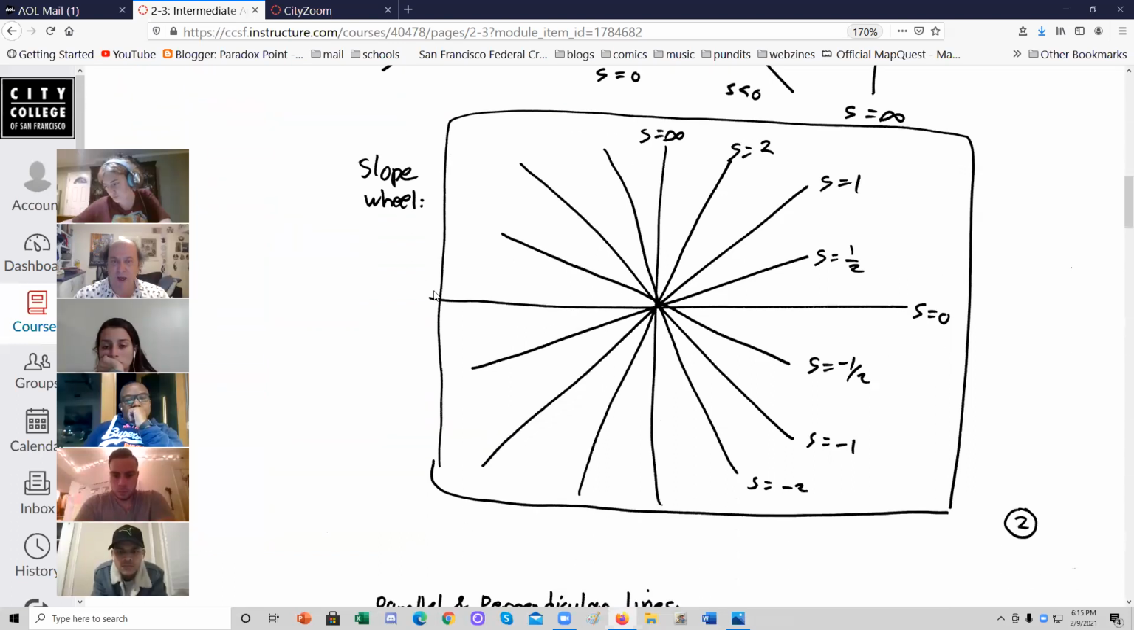The result is something I call the slope wheel. We draw all the slopes of these lines through a point. This horizontal line is slope 0. This vertical line is slope infinity. This diagonal line is slope 1. Here's a shallower one that's slope 1/2. Here's a steep one that's slope 2. Upper left to lower right: here's a slope of -2. Here's a slope of -1. Here's a slope of -1/2.